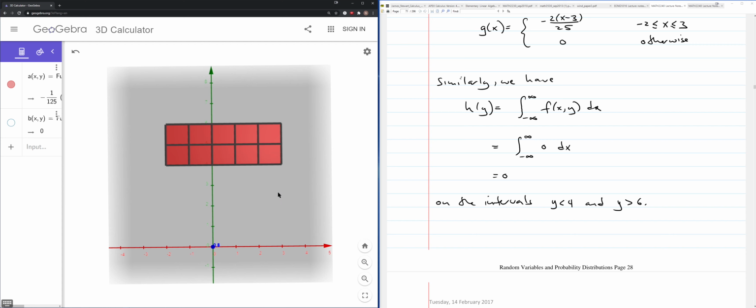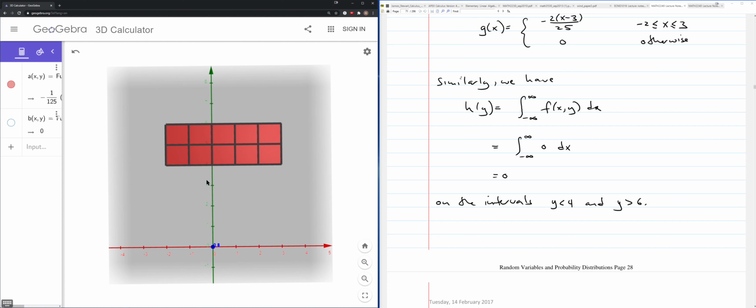So if at y is equal to 3, I want to get h of 3, what I'm going to be doing is integrating my joint PDF at y is equal to 3 over all values of x here. But your joint PDF is actually equal to 0 at 3. The only place this joint PDF is non-zero is between y is equal to 4 and y is equal to 6.